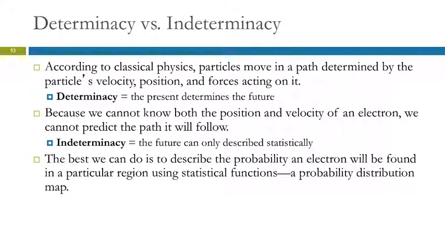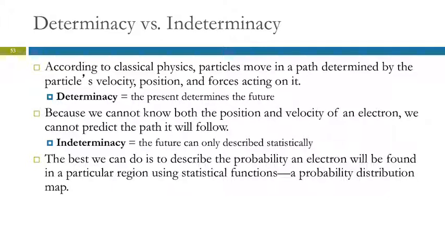So we have determinacy versus indeterminacy. Classical physics, particles move in a path that's determined by their present situation. Their velocity, their position, the forces acting on it determines where the particle will be. In quantum mechanics, we cannot know both the position and the velocity, and so we cannot predict the path that it will follow. This is called indeterminacy. We can only predict what's going to happen statistically.